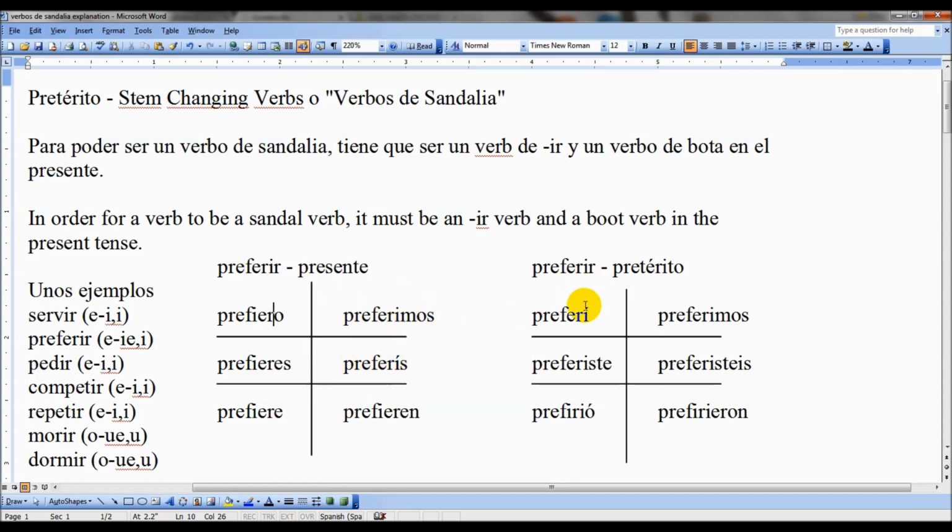In the preterite, the pretérito, the reason we call it a sandal verb is because it just affects the bottom two. So the boot kind of goes away and we just have the bottom part. So you notice that right here and right here, that E changes to an I. If you've already learned to conjugate regular verbs in the preterite, you've already learned these endings right here. Like comer, for example, is comí, comiste, comió, comimos, comisteis, and comieron.